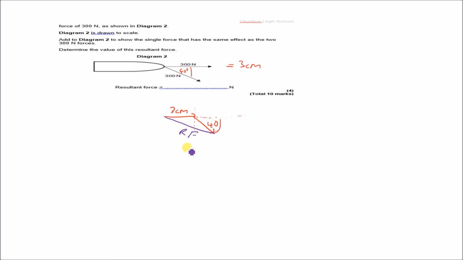So we now need to measure this. If you measure it, you'll get 5.6 centimeters. Okay, and we know that 1 centimeter is equal to 100 newtons, because before 3 centimeters was equal to 300 newtons. Okay, so 5.6 must be equal to 560 newtons. So our answer is 560 newtons. That is the size of the resultant force.